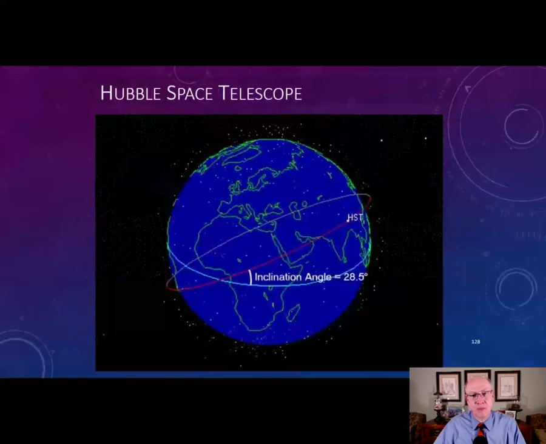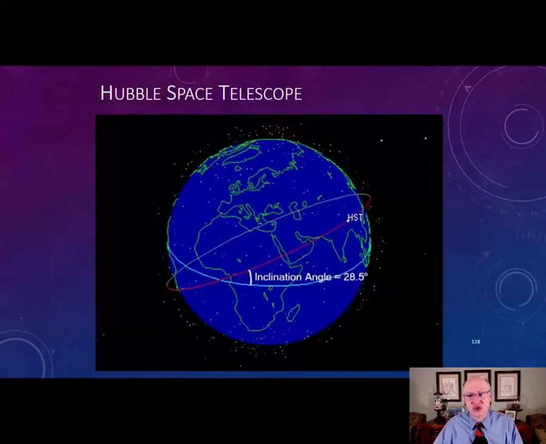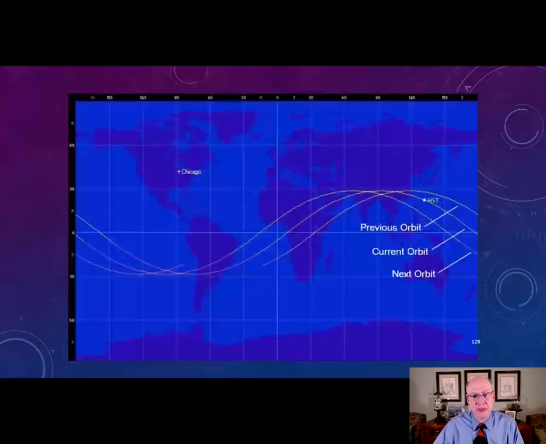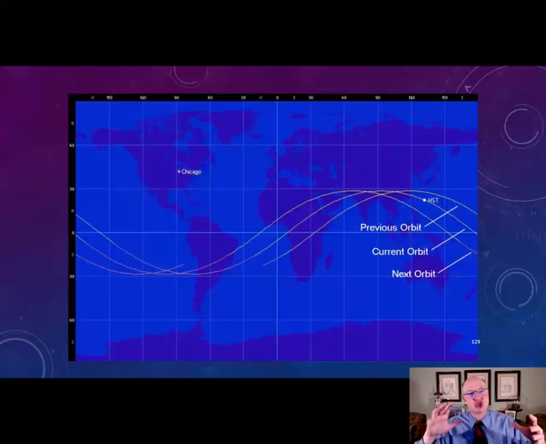So let's imagine, say, the Hubble Space Telescope here, which is inclined at an angle of 28.5 degrees. Its current orbit is this middle track right here. This was its previous orbit, and this is its next orbit down here. You will often see diagrams like this that show the orbital track of a satellite over the surface of the Earth. So what it's showing you is there's the Hubble Space Telescope right now.